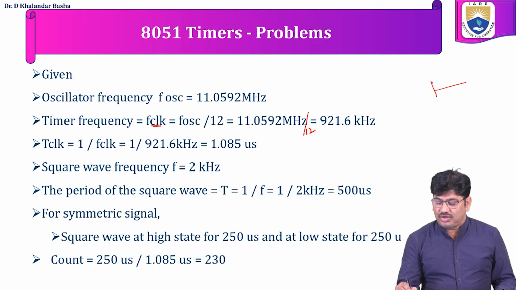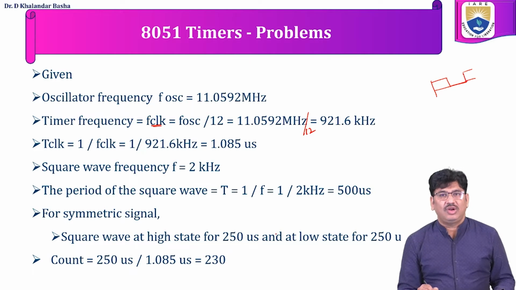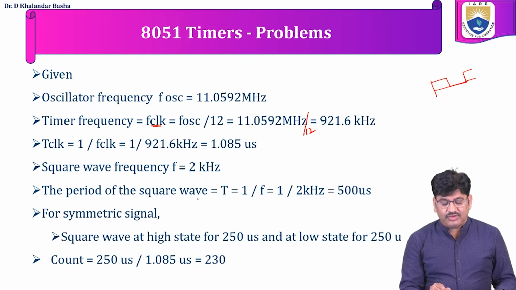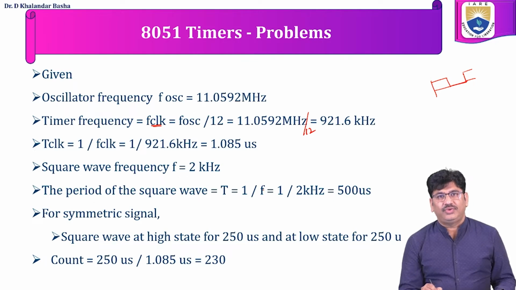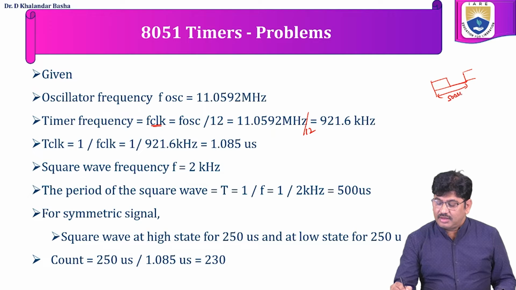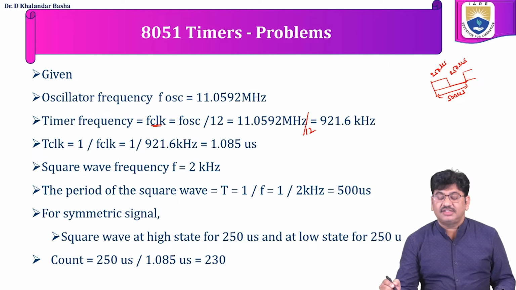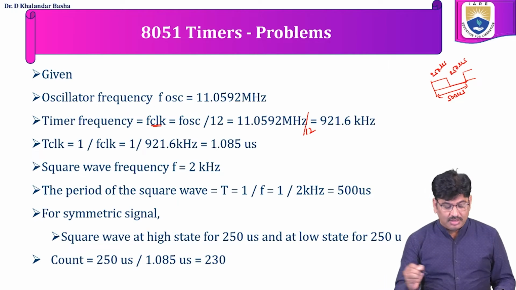For the square wave, we want to generate a signal of frequency 2 kHz. Out of the 2 kHz period, half of the duration it will be in logic 1 and half of the duration in logic 0. So the time period of the square wave is T equal to 1 by the frequency of the square wave, which is 1 by 2 kHz, which gives us 500 microseconds. Out of this 500 microseconds, for 250 microseconds it will be at logic 1, and for 250 microseconds it will be at logic 0.